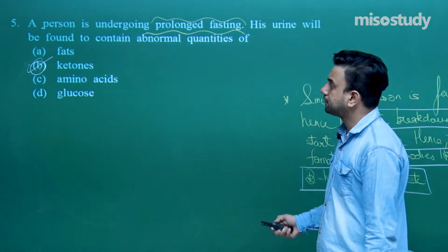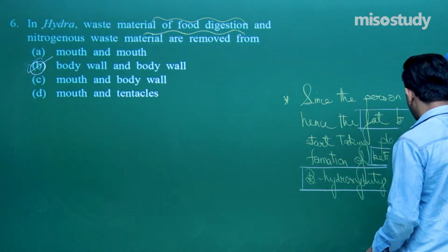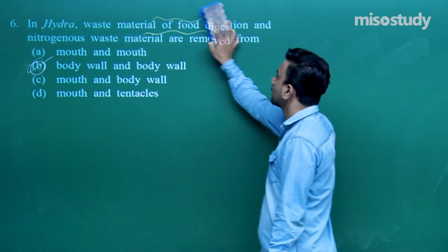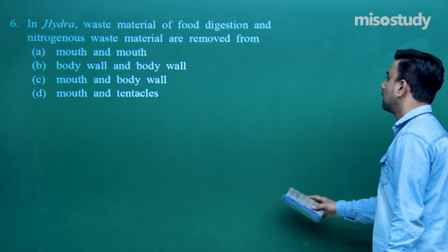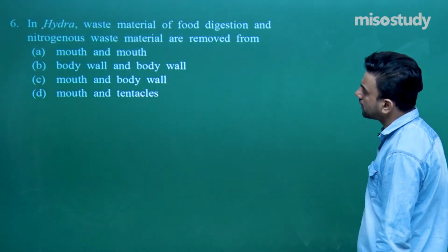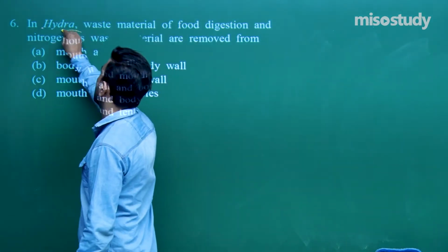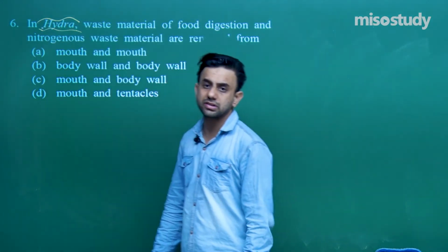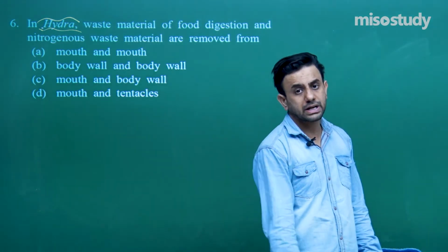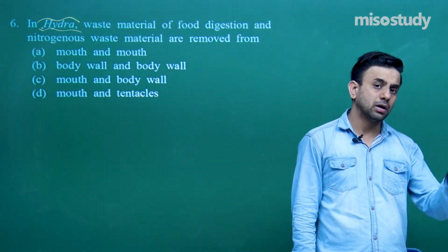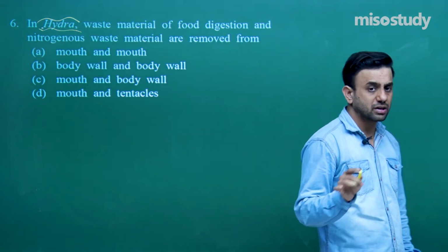Let us look at the next question. In Hydra, the waste material of food digestion and nitrogenous waste material are removed from. So we are talking about a coelenterate, belonging to the phylum Coelenterata. And we have all studied that there is no end-to-end plan, there is a single opening, the mouth, there is no formation of anus.